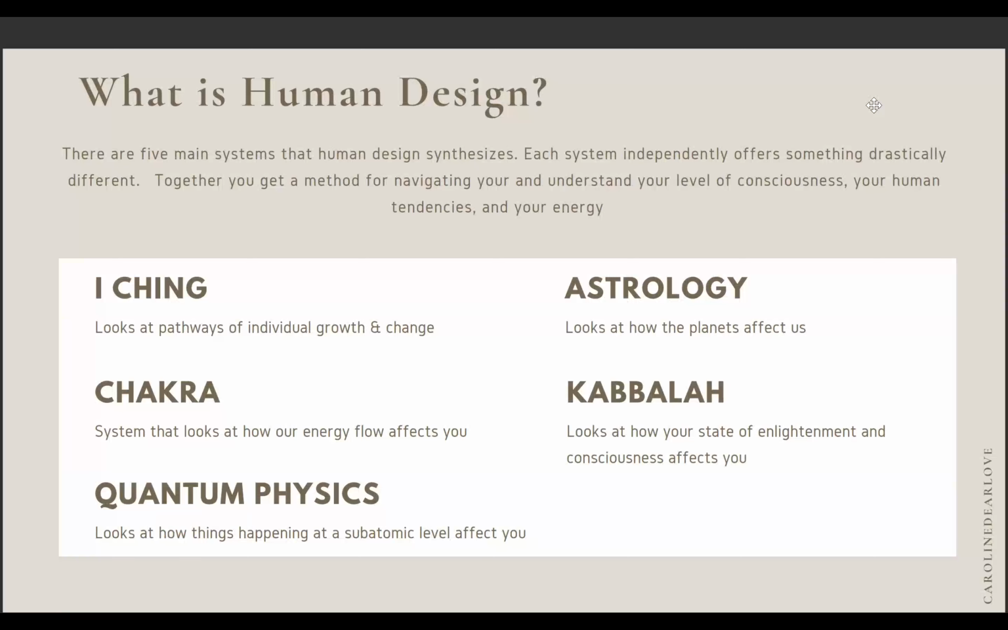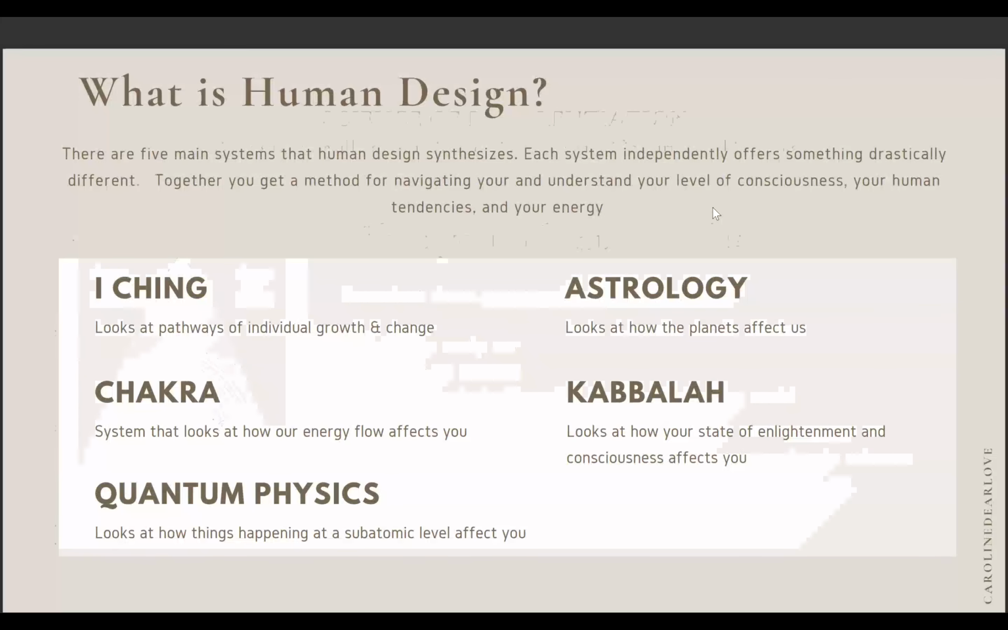So these 5 different systems, as they come together, create something so different. And the more deeply you understand your human design, you can also go into each of these systems as an individual system, which will then give you more information about areas within your chart.